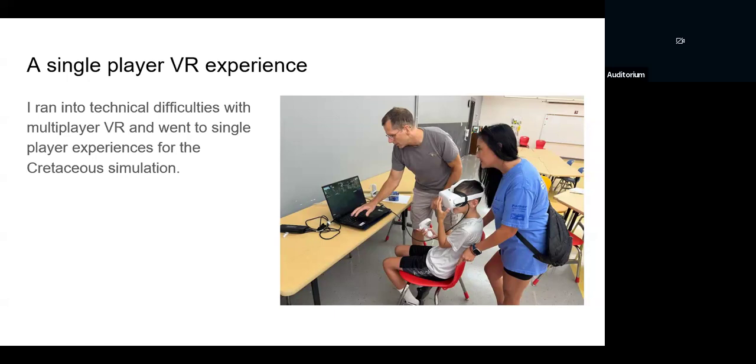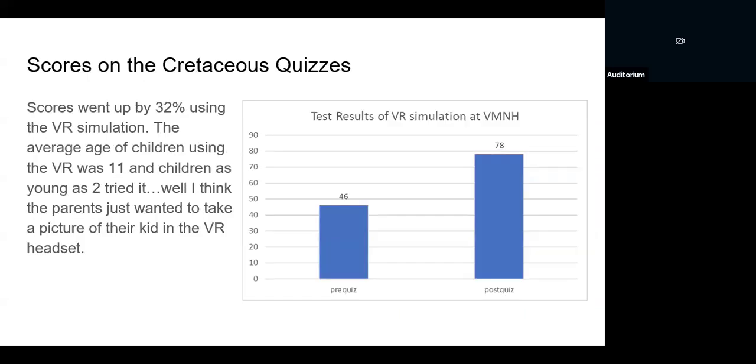We ran into some technical problems. I couldn't do a multiplayer VR experience. I just did a single player one, but I still got some really good results. I found that test scores went up by about 32% using a virtual reality simulation. The real surprise was how young the children were that wanted to do the VR. The average age was 11.